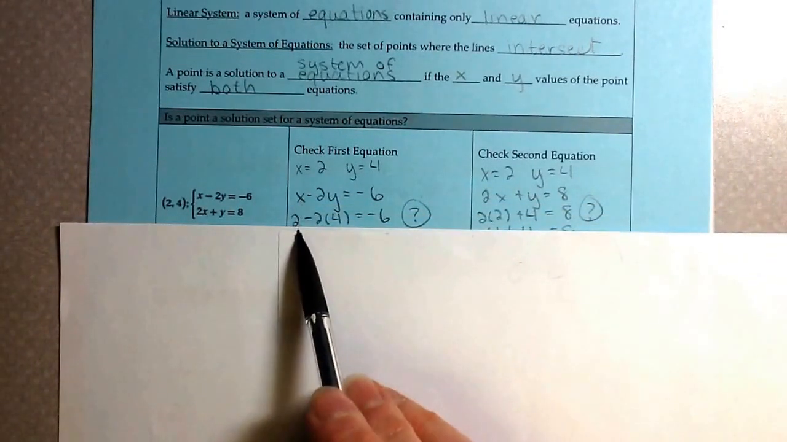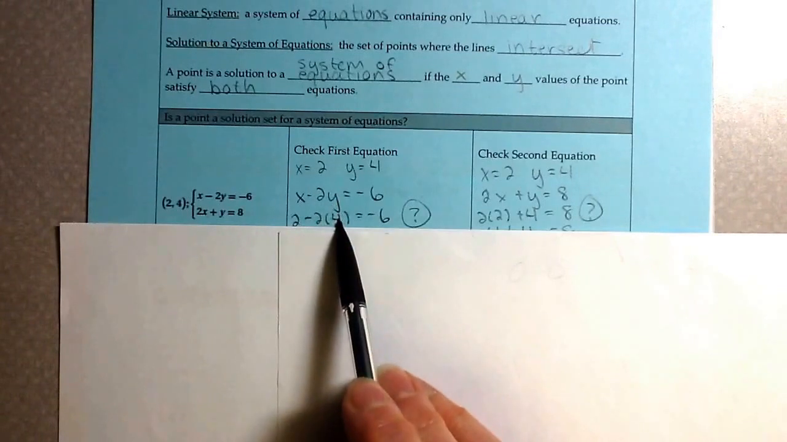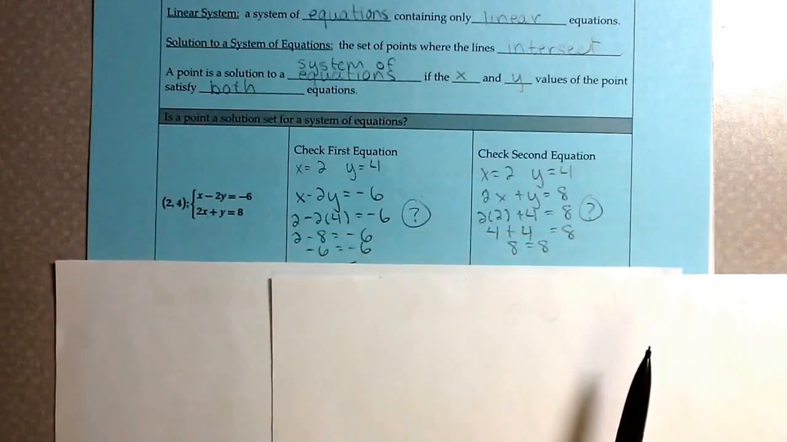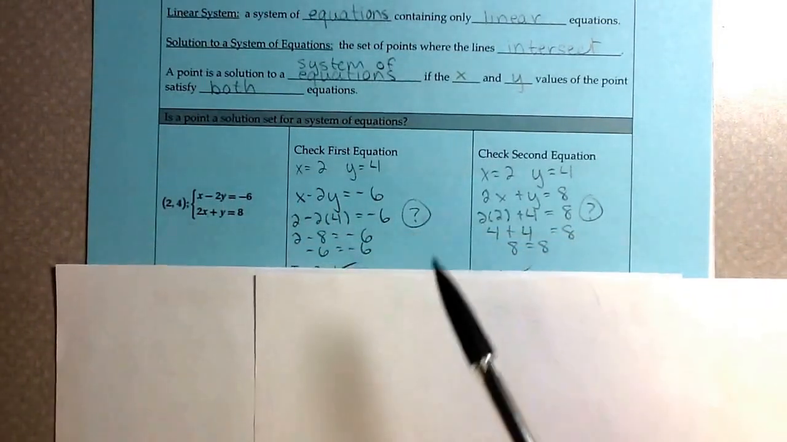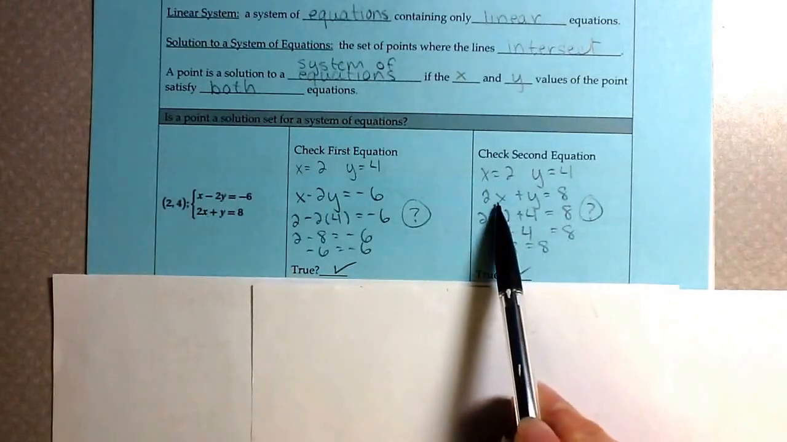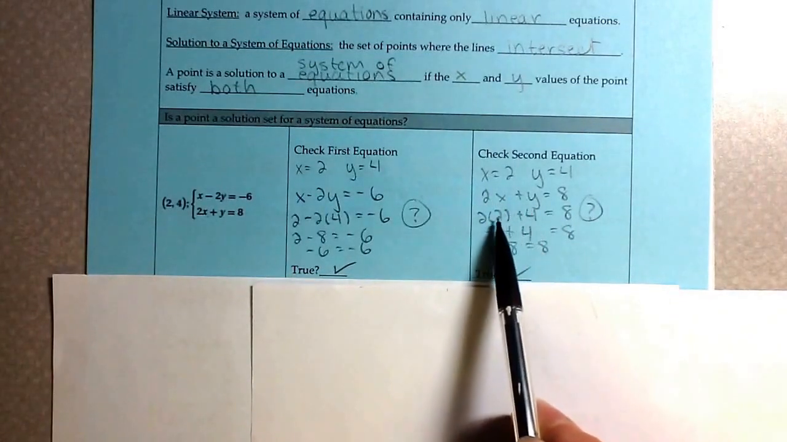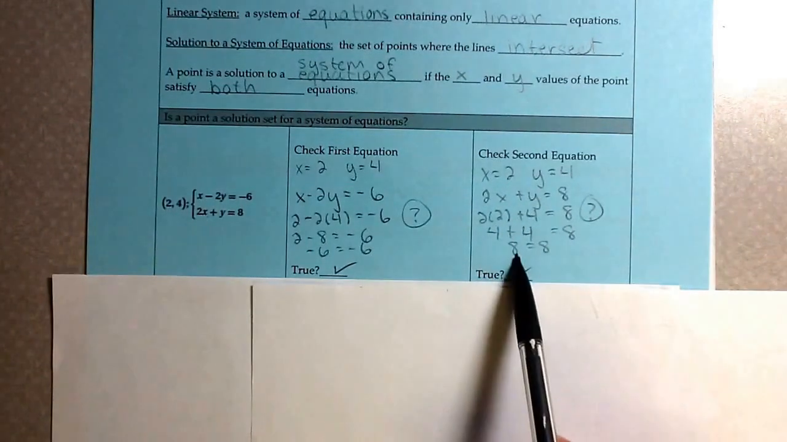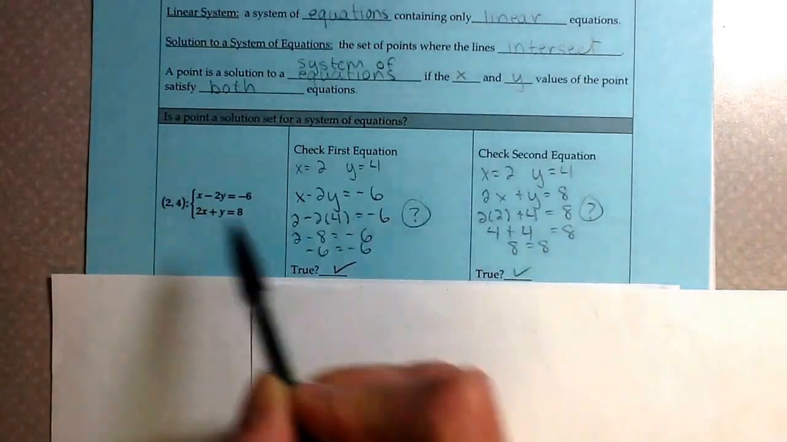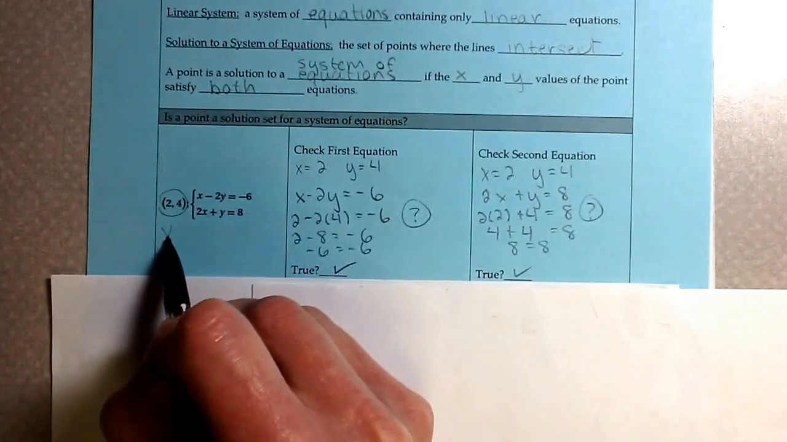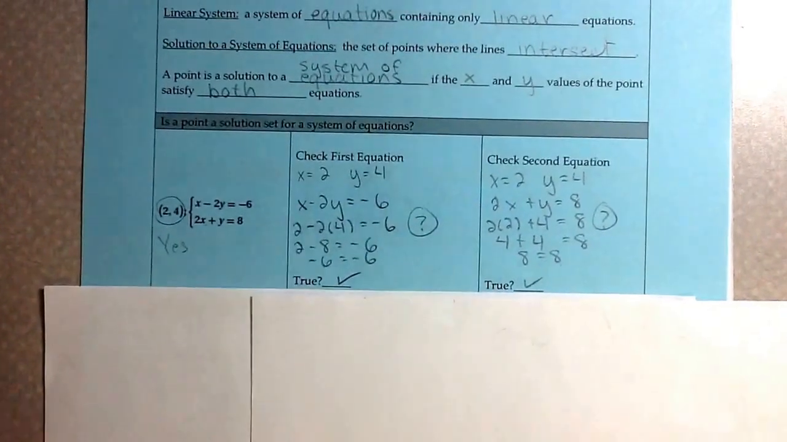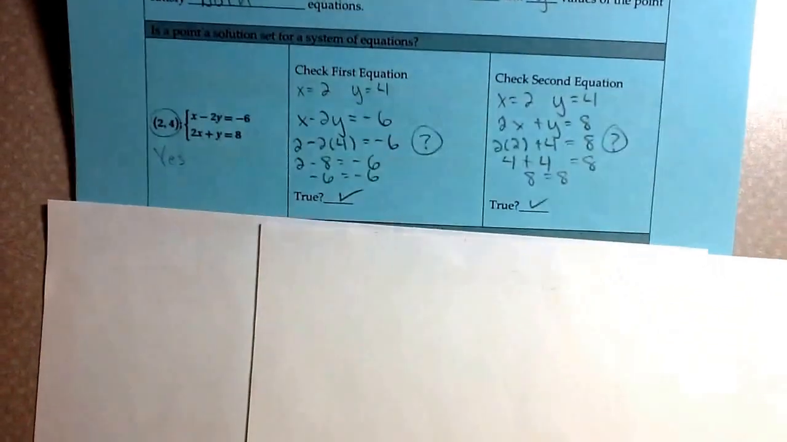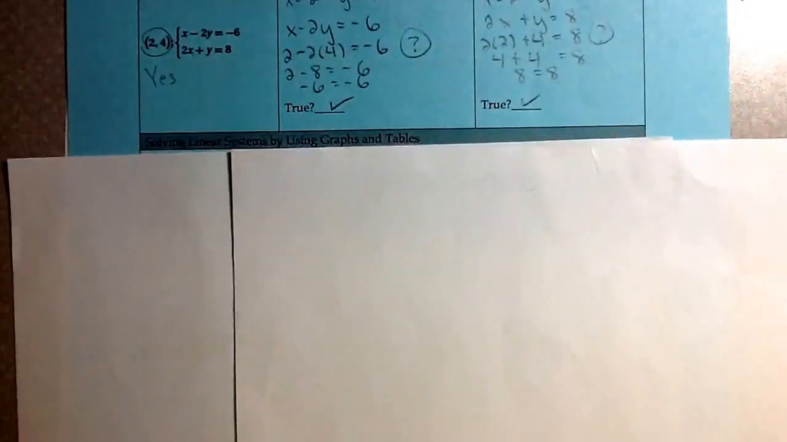So 2 for x here, 4 for y here, and I can see that that comes out to 6 equals 6, so that one is true. And over here I have the second equation. I'm substituting 2 in for x and 4 in for y, and when I simplify that, I can see that that is a true statement. So this is a solution to that system. It has to work in both of them. If it doesn't work in the first one, then you don't have to try the second one.